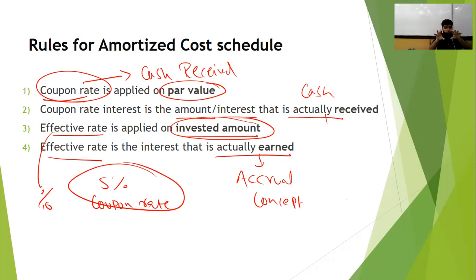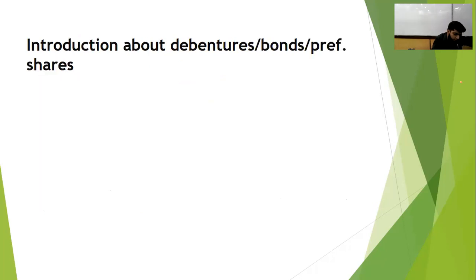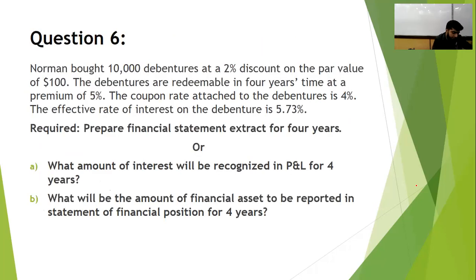So there will be two interest rates in your question. You don't need to panic. You just need to identify that there will be two interest rates: the coupon rate and the effective rate. You need to learn that the coupon rate is applied on the par value. However, the effective rate is applied on the invested amount. Now let's start with the question. Once we start, inshallah, we'll have a better idea of it.